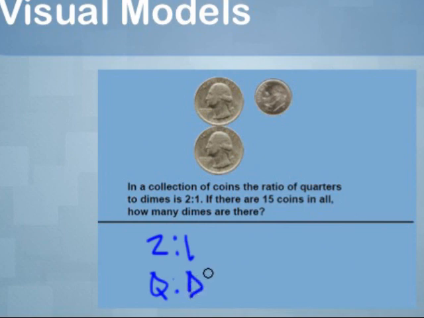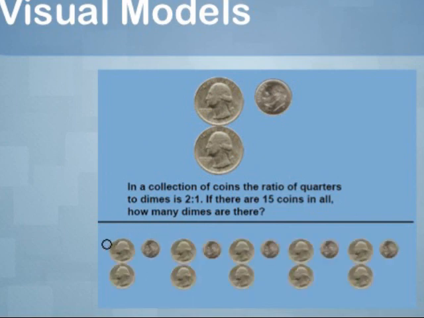Here is an example where you can use the coins themselves to model the situation. Like this. Take groups of quarters and dimes that are in the ratio 2 to 1, so sets of 3 coins. Then keep adding sets of coins until you get to 15 coins.